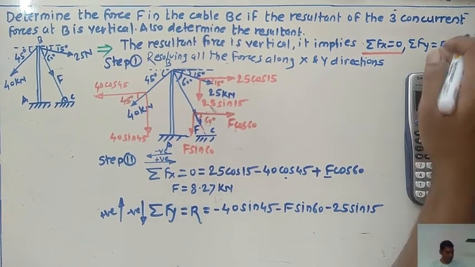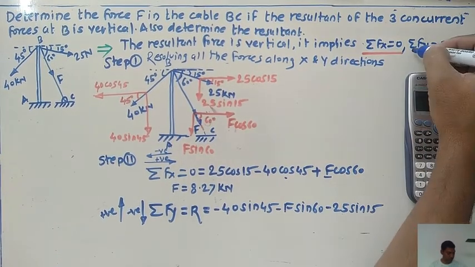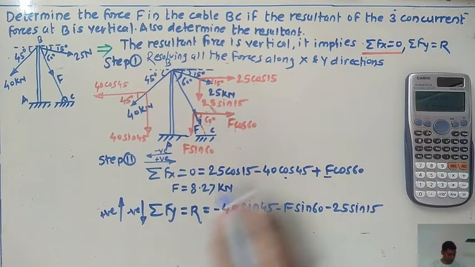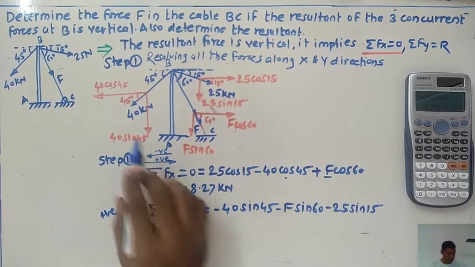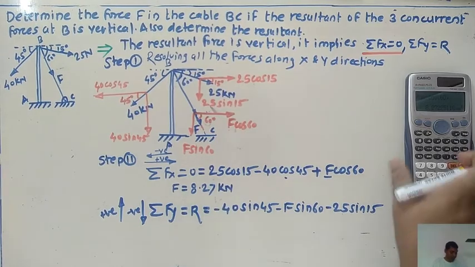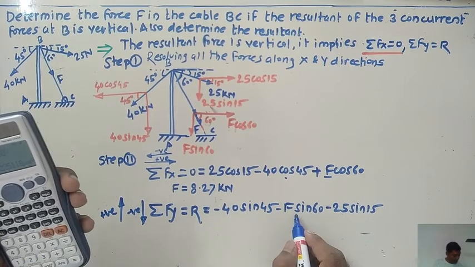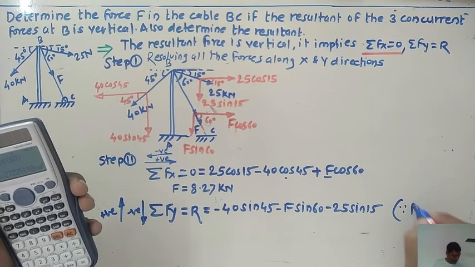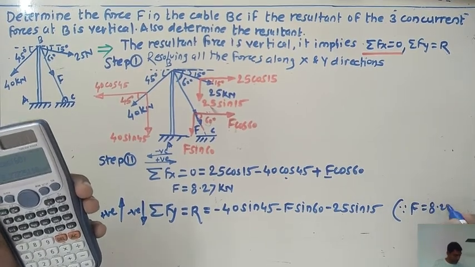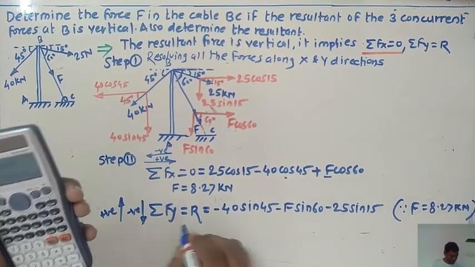Okay, this one already I considered this one vertically in downward direction. So what's about this one? Sorry, summation of F of y equals to this one R. So that's why the R is written here. So what does this indicate? This is nothing but the addition of all the forces along the vertical direction. Okay, so here already the value for F with us. Just substitute the value for the F here, since this F equals to 8.27 kilonewton. Just substitute this value into this equation. Okay, and try to solve it.